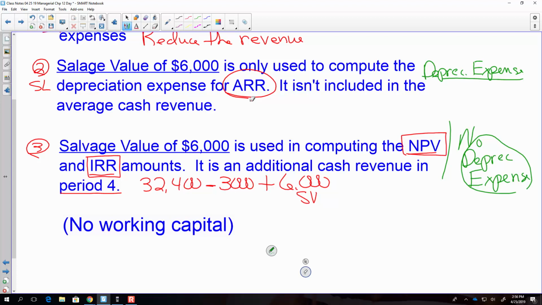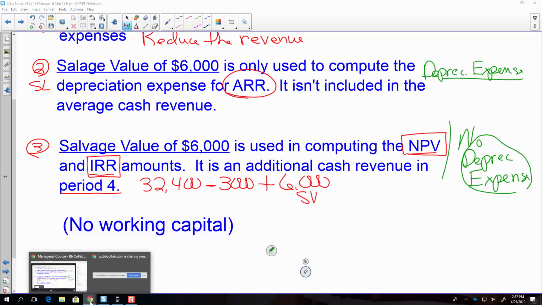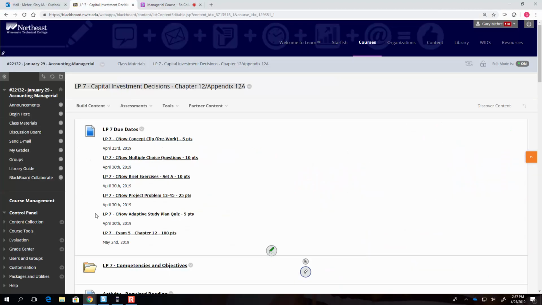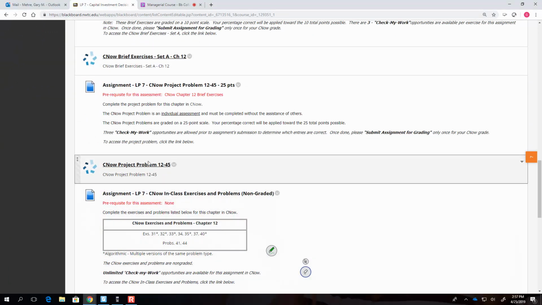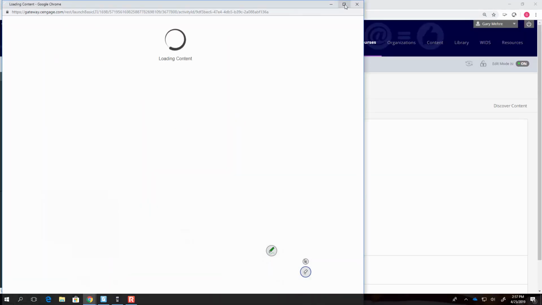All right. Guys, please, on the bottom of page 689, read item 4, requirement 4, please. Take a few minutes here, read item 4. It actually goes to the next page, 690, a little bit. I'm going to go to the problem in Cengage.